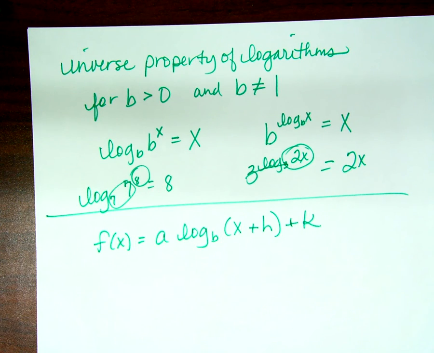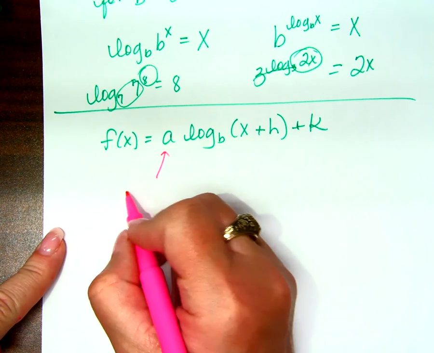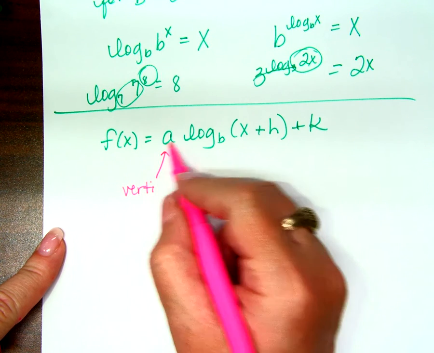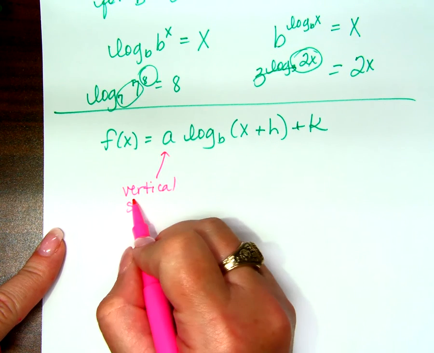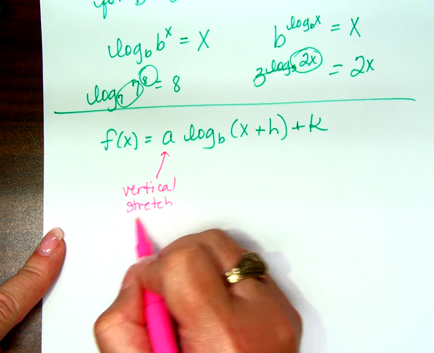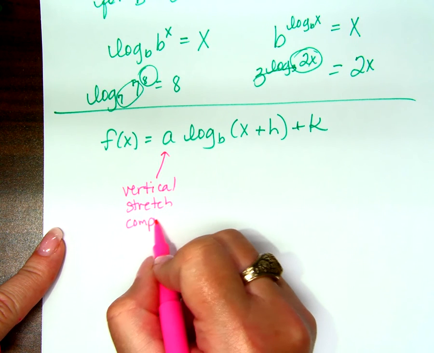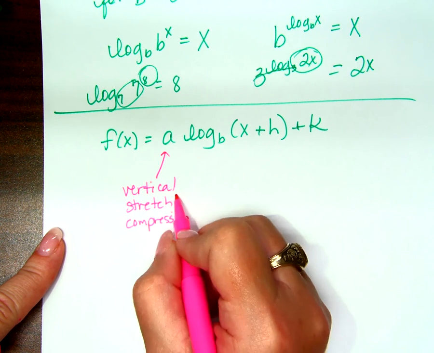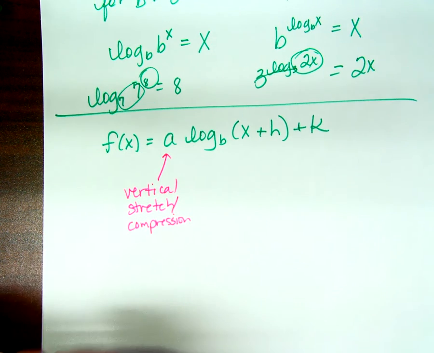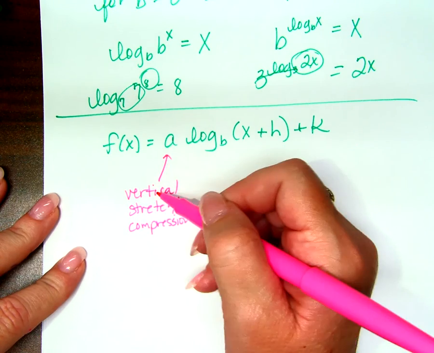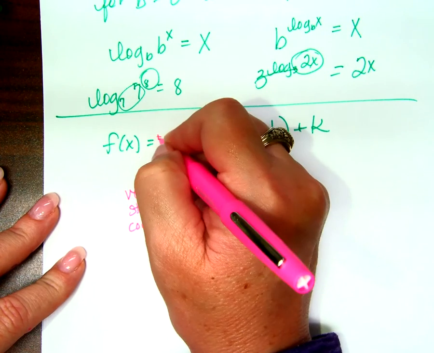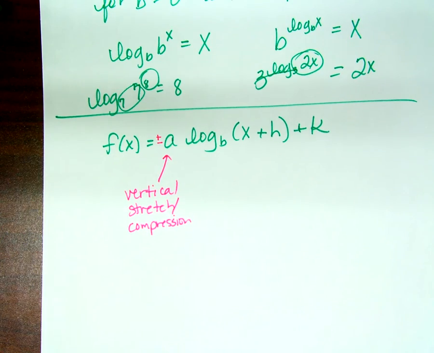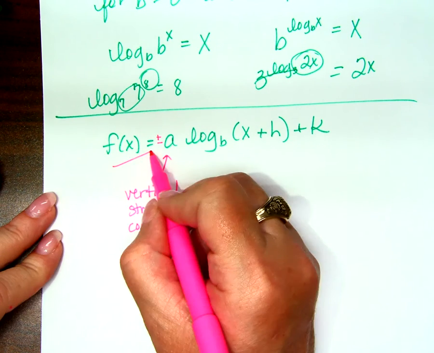What does the A cause? It's outside, so it's a vertical change. It's either a stretch or a compression. But remember, another word for compression is shrink. Also, the other thing about A is it could either be positive or negative as well, right? Positive doesn't change anything, but a negative causes a reflection.